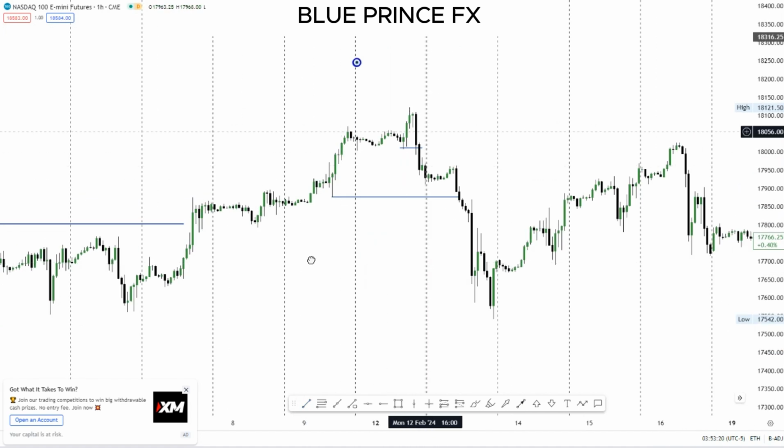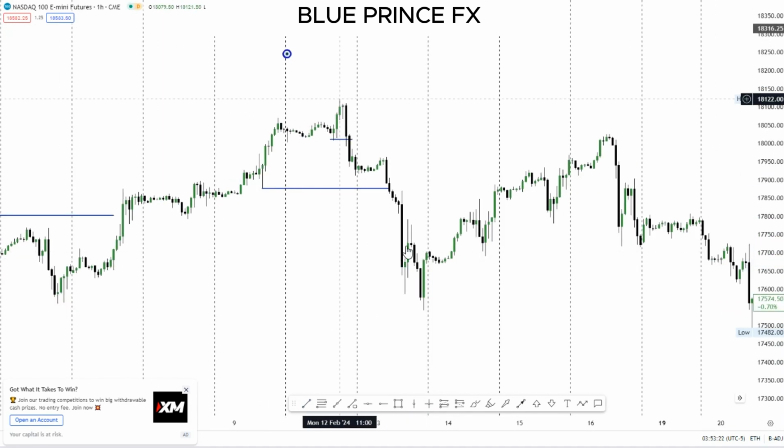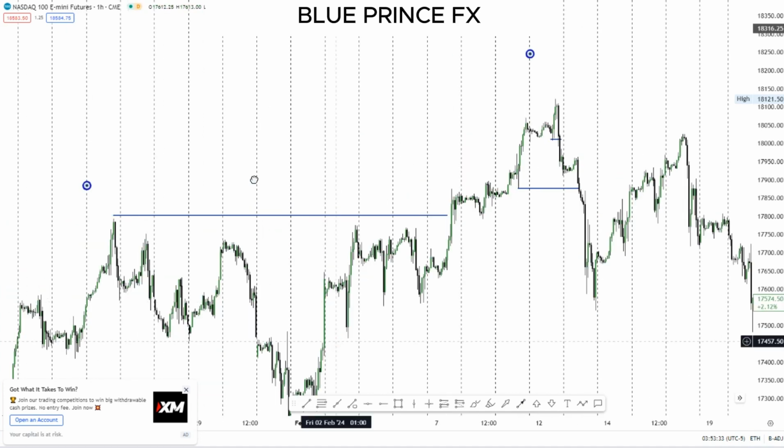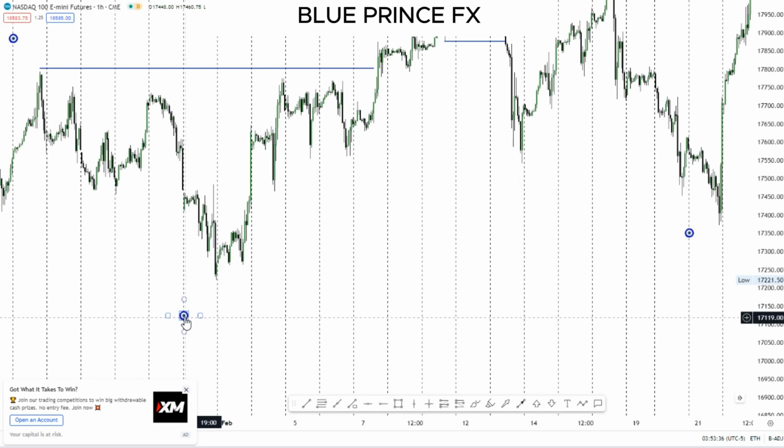So on the hour time frame, you can see that from here to here, we've been bearish, because the market broke this low, then broke this low, and broke this low. Oh, it also did break this low, but it didn't break the daily low, because this is the daily low.